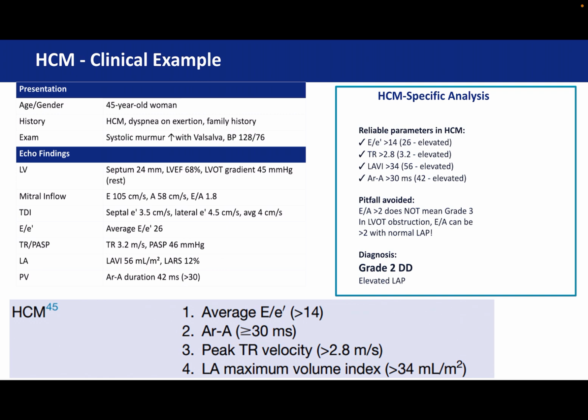The correct diagnosis in this case presentation of a 45-year-old woman with hypertrophic cardiomyopathy and the findings of the variables measured: the correct diagnosis is grade 2 diastolic dysfunction with elevated left atrial pressure, not grade 3, despite the E to A ratio.